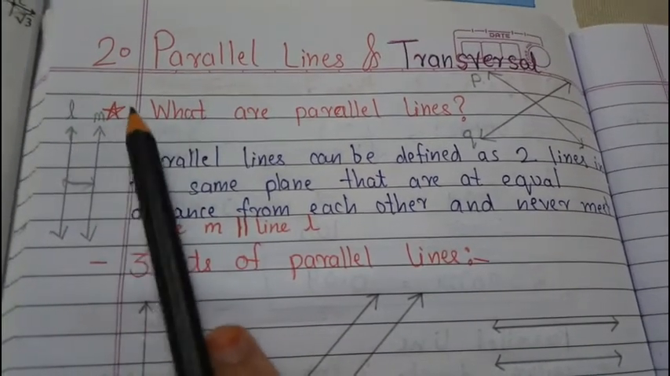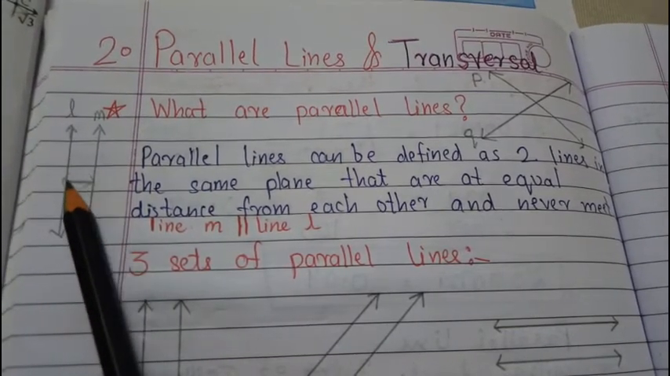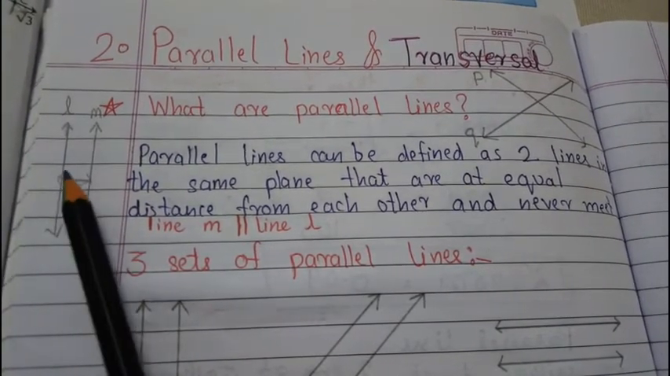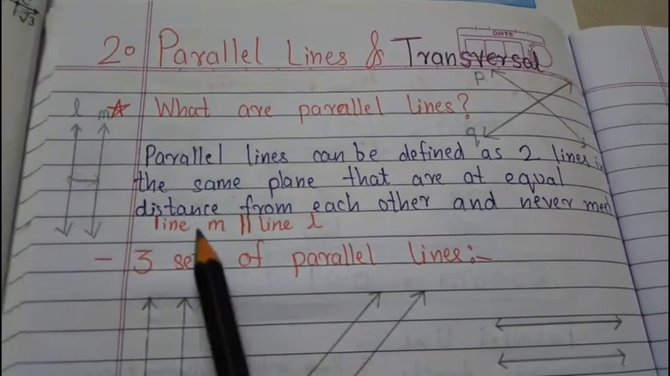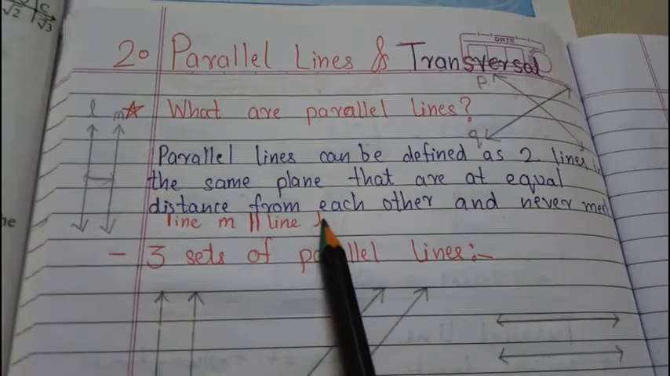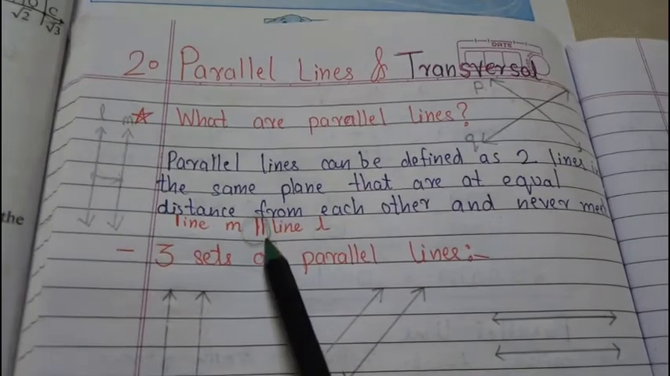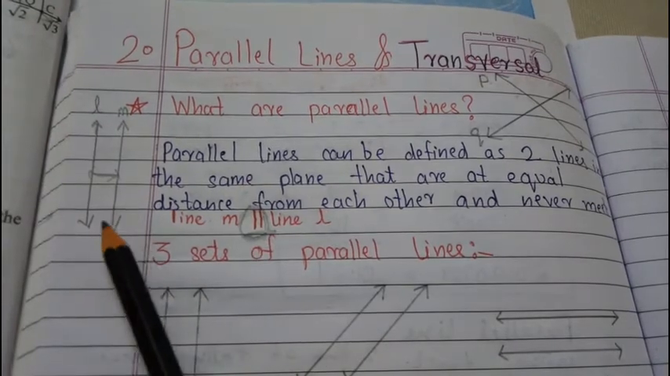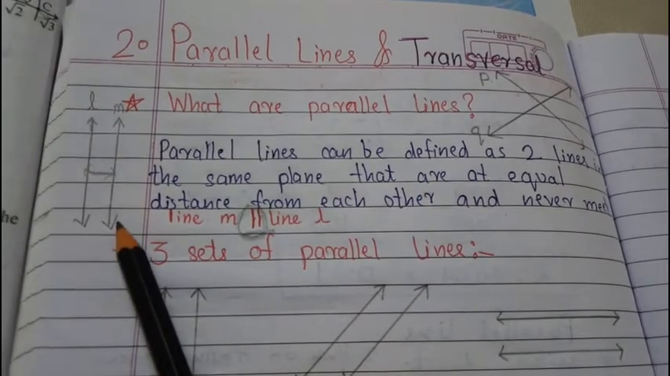So line L and line M are parallel to each other. Why? Because they are at equal distance from each other and they never cut, cross or intersect each other. Parallel lines can be written like this: line M parallel to line L. This is the symbol of parallel lines, and this is how we indicate them. Got it, students? They have equal distance from each other and they never intersect each other.